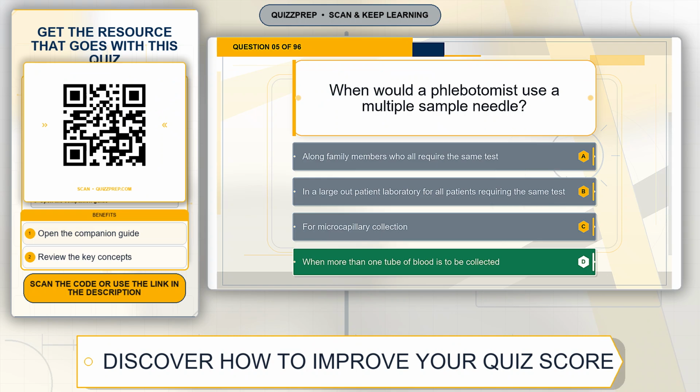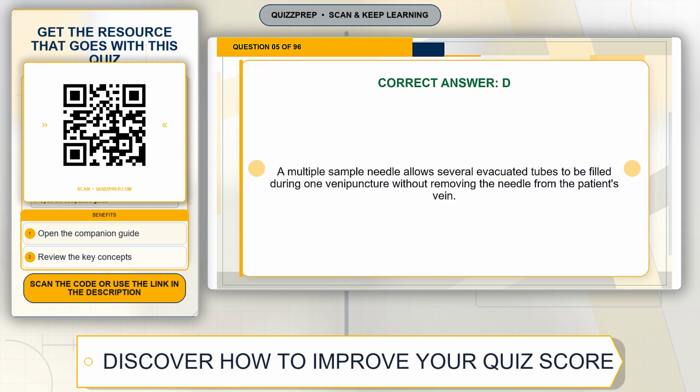The correct answer is option D. When more than one tube of blood is to be collected. Explanation. A multiple sample needle allows several evacuated tubes to be filled during one venipuncture without removing the needle from the patient's vein.